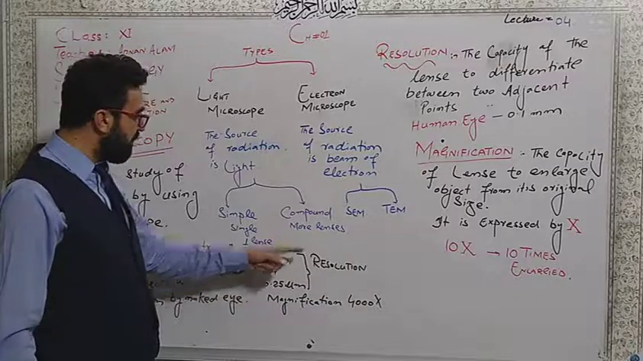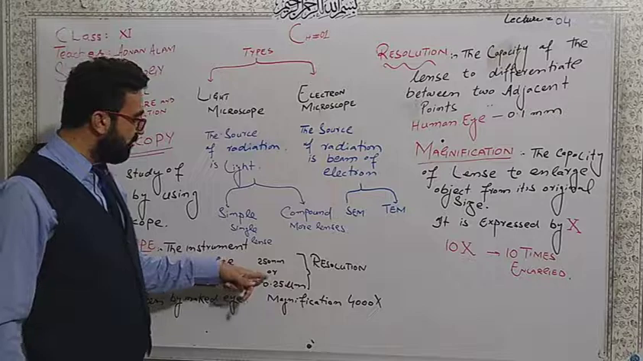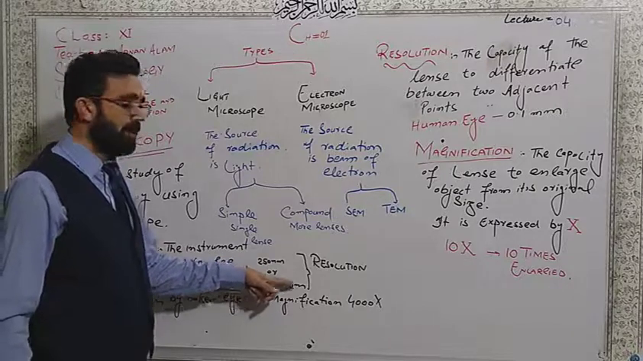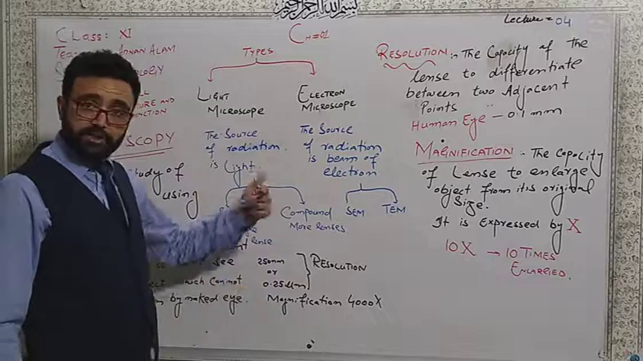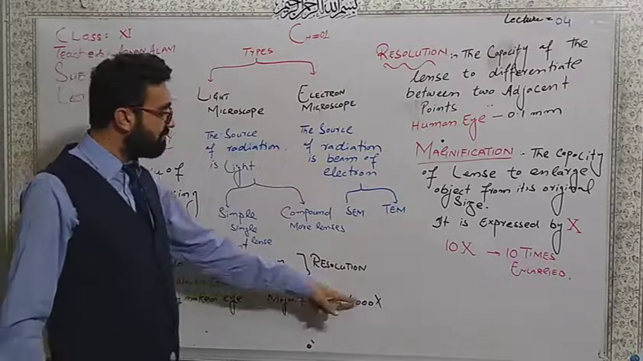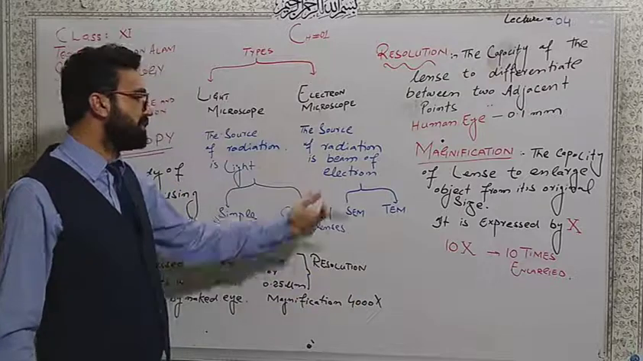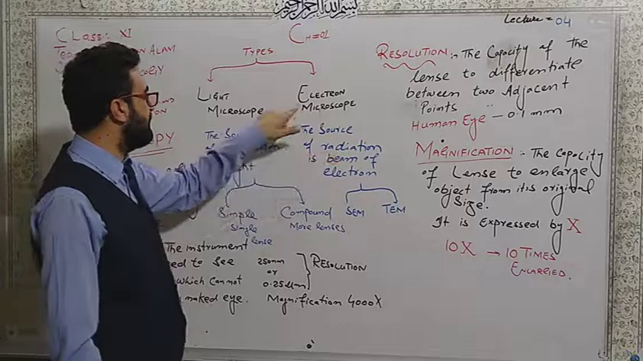Now, the resolution power of the compound microscope is 250 nanometers or 0.25 micrometer. What is resolution? I am coming to the resolution. Magnification is 4000x. What is magnification? It is also coming. I will explain it.